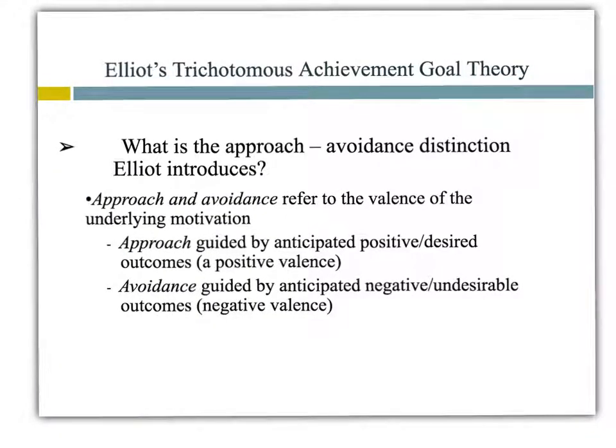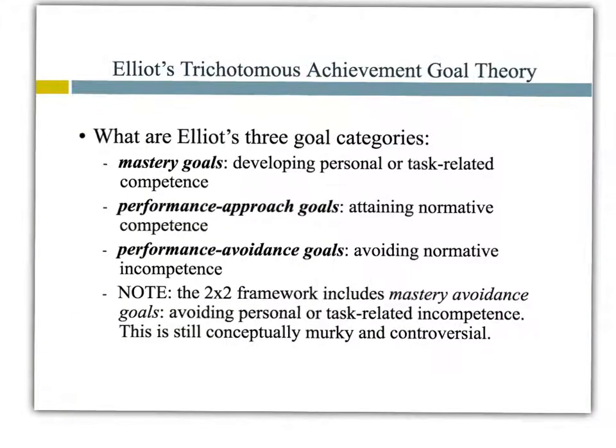Elliot added a distinction to the goal theory framework, and this was the approach avoidance distinction. Approach and avoidance refer to the valence of the underlying motivation. These include approach, which is guided by anticipated positive desired outcomes, whereas avoidance is guided by anticipated negative undesirable outcomes. That is, you're trying to avoid something negative happening. With the approach avoidance valence in mind, what are Elliot's 3 goal categories?